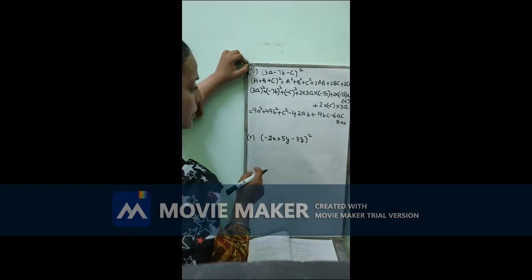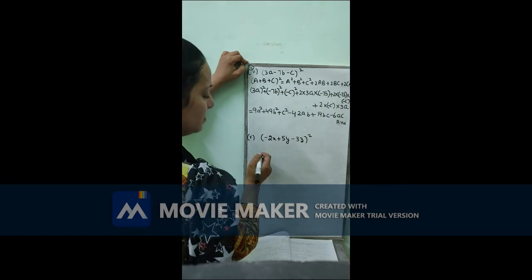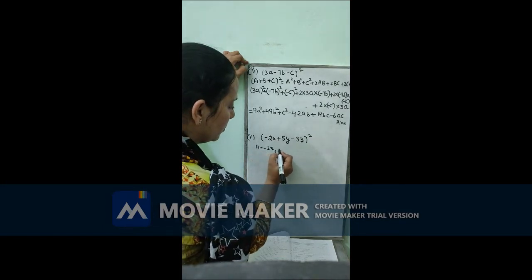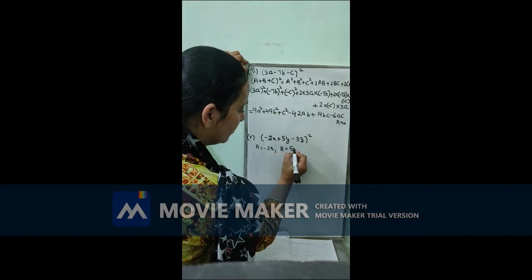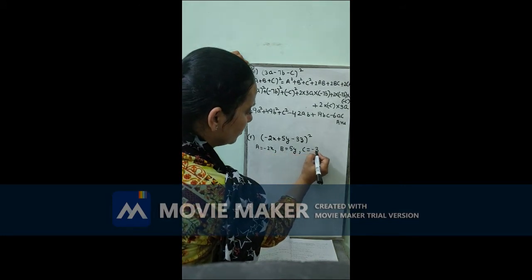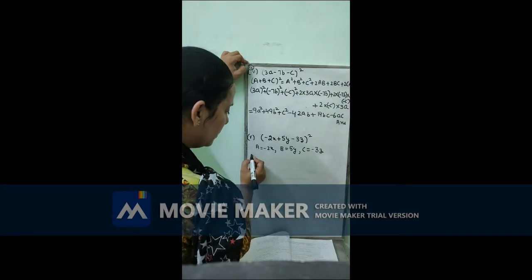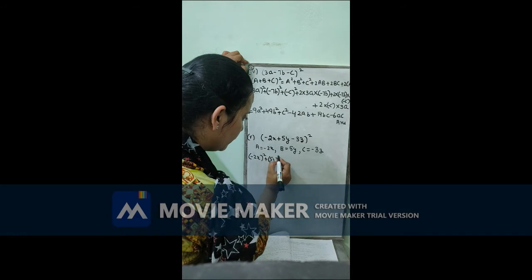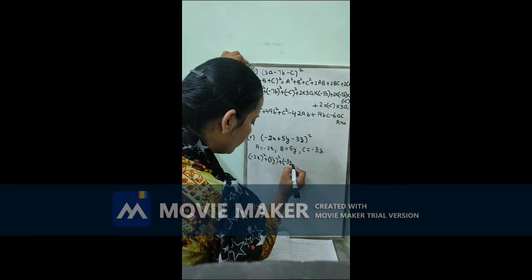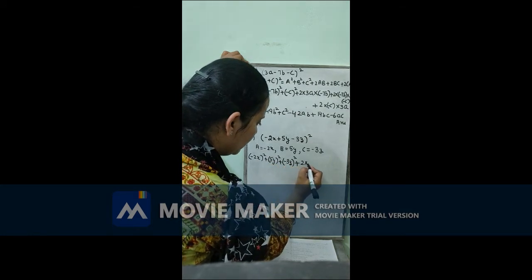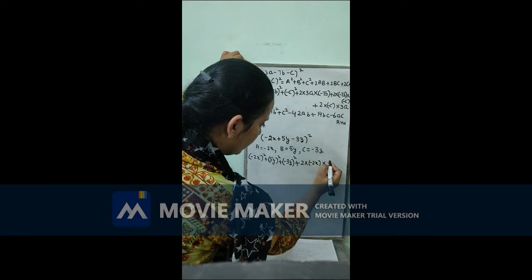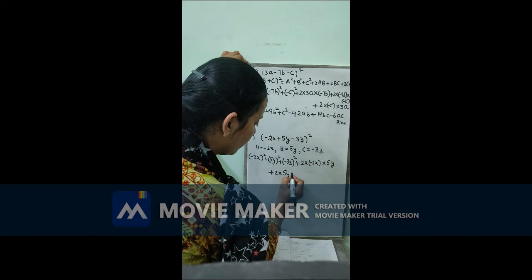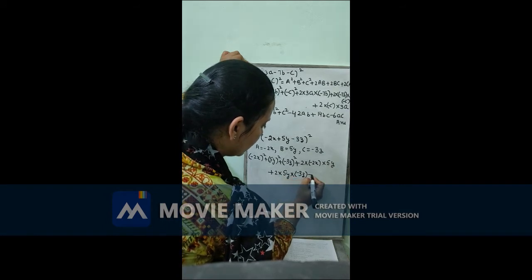Now come to fifth part. Again a plus b plus c whole square. A is minus 2x, b is 5y, c is minus 3z. What you will do? A square plus b square plus c square, 2ab, 2bc, 2ca.